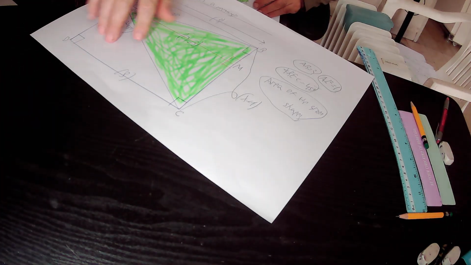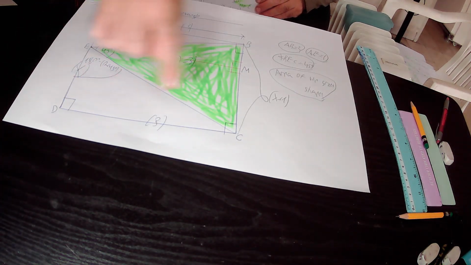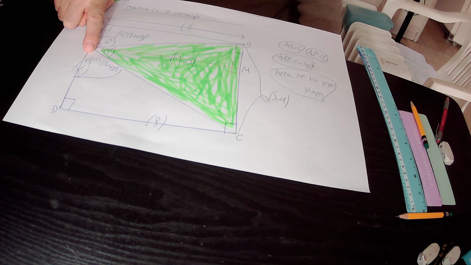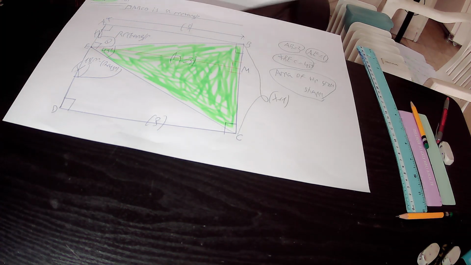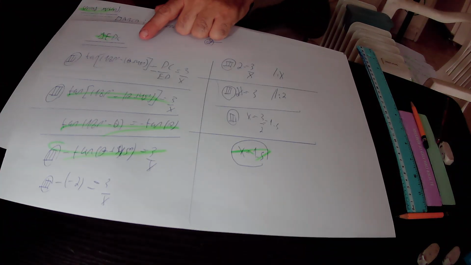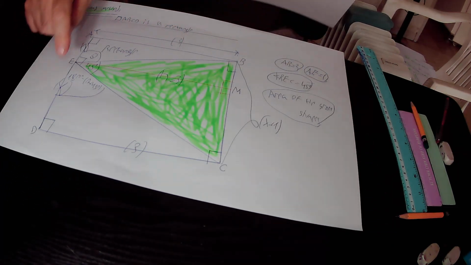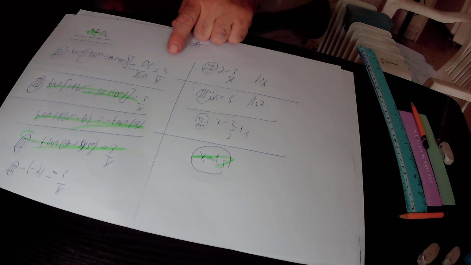In the next step, we focus on this right triangle, triangle EDC. In the right triangle EDC, the tangent of this angle, 180 degrees minus (theta plus 45 degrees), equals DC over ED. DC is 3, ED is X. So in total, tangent of (180 degrees minus (theta plus 45 degrees)) equals 3 over X.